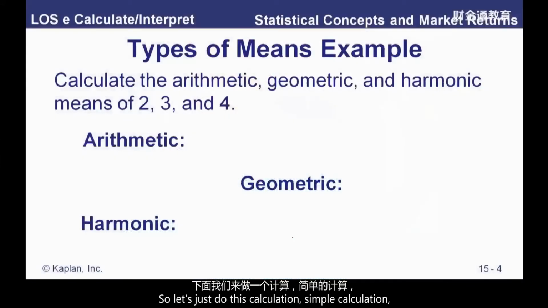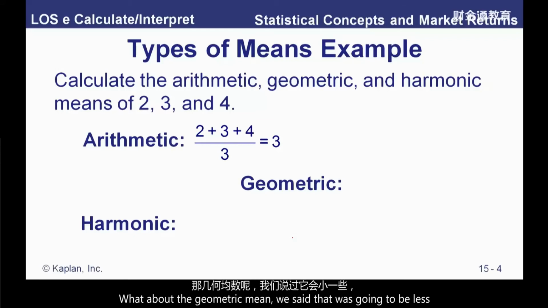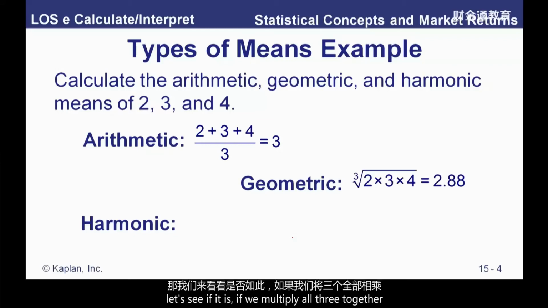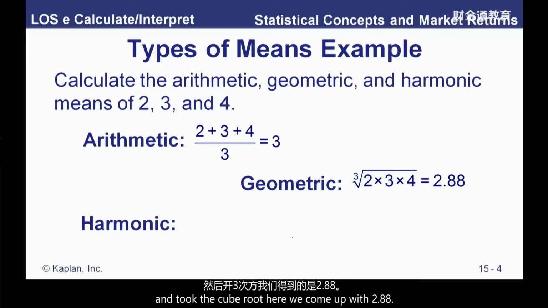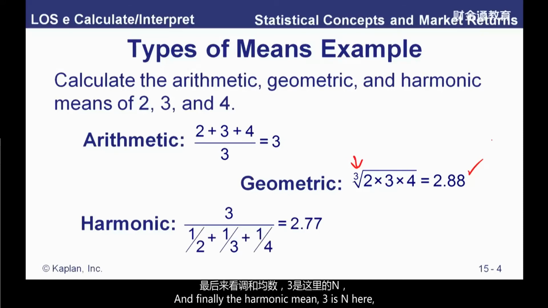So let's just do this calculation, simple calculation, 3 numbers. What's the arithmetic mean of 2, 3, and 4? Well, that's 3. Add them all up and divide by 3. 9 divided by 3? Yep, that works. It's 3. What about the geometric mean? We said that was going to be less. Let's see if it is. If we multiplied all 3 together and took the cube root here, we'd come up with 2.88, so that was less. And finally, the harmonic mean.